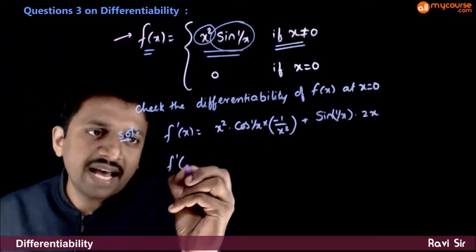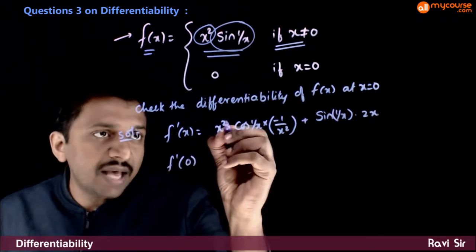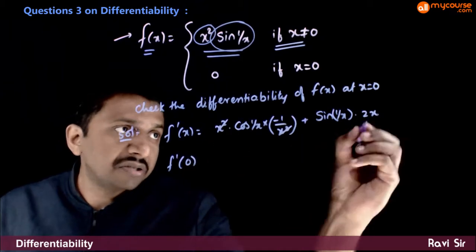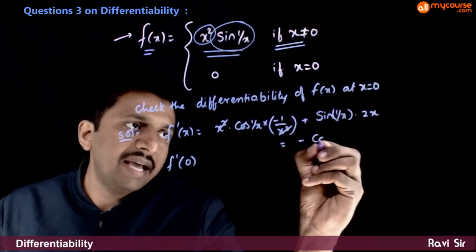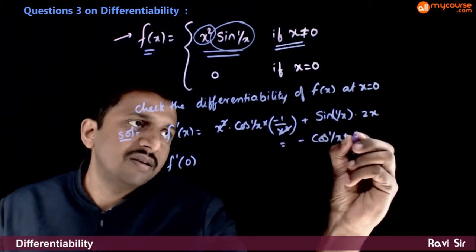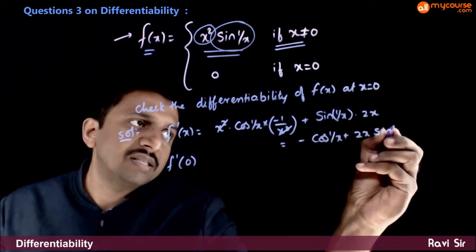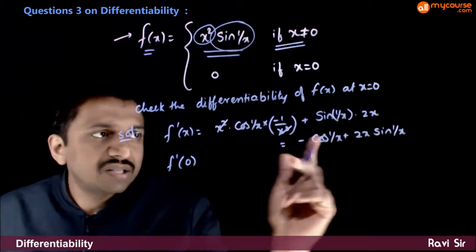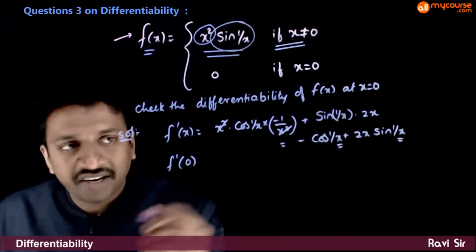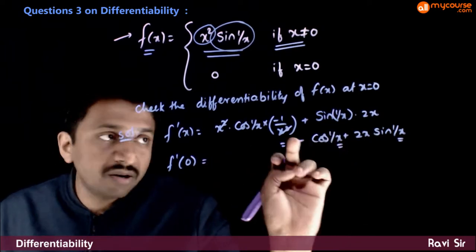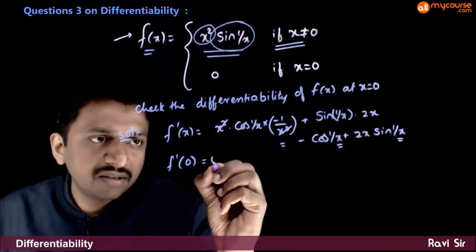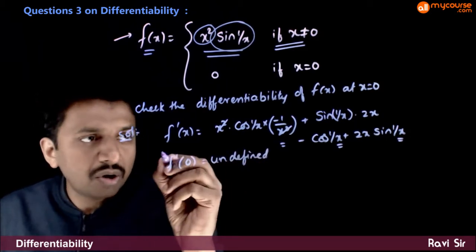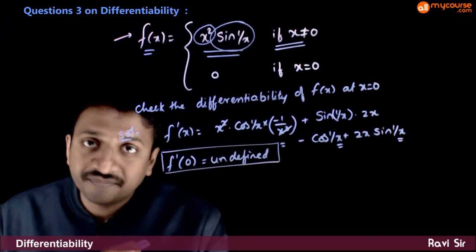So what is f dash at 0? x square and x square get cancelled. So f dash of x is equal to minus cos 1 by x plus 2x sine 1 by x. So f dash at 0 is not exactly defined, right? Because if you put 1 by 0, cos 1 by 0 is undefined. So from the formula you see that f dash of 0 is undefined.